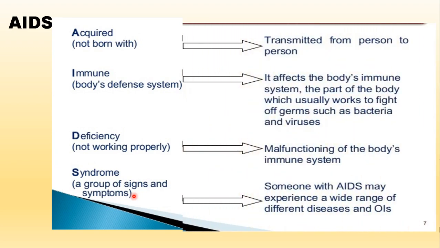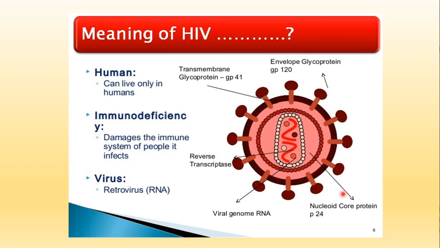It is explained here, transmitted from person to person. AIDS is a highly contagious disease. It affects the immune system, as I already mentioned, and they may experience a wide range of diseases. Causal organism, HIV. What is HIV? HIV is human immunodeficiency virus. Because it infects humans, the term human is applied here. Immunodeficiency, because this virus affects our immune system.